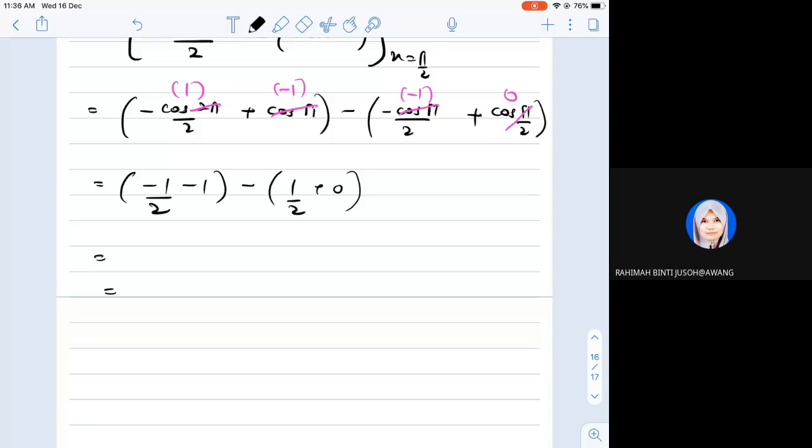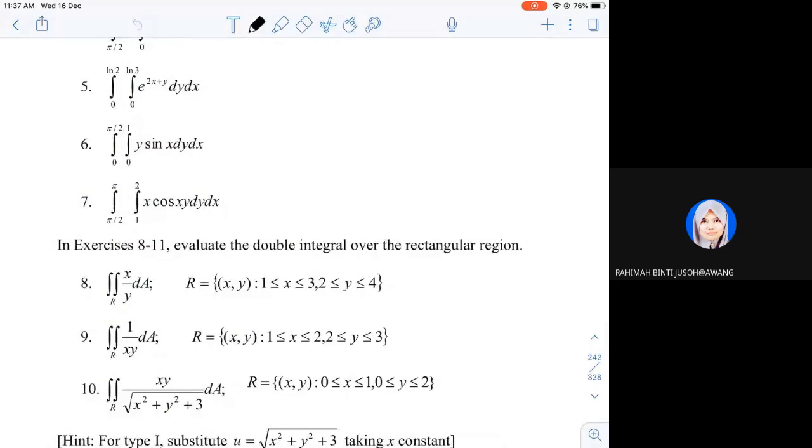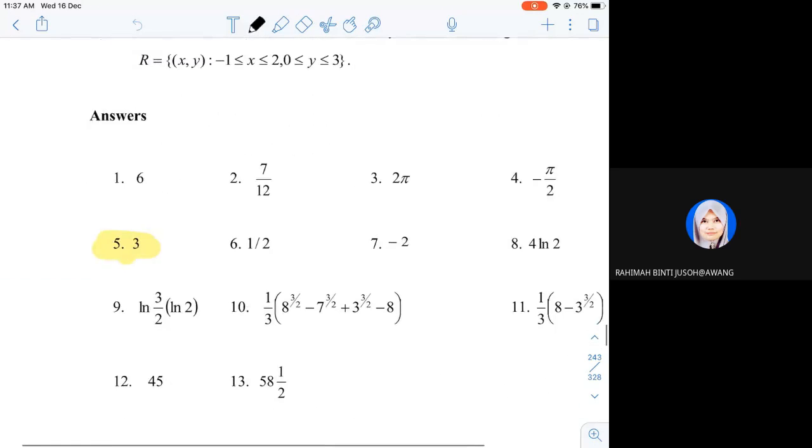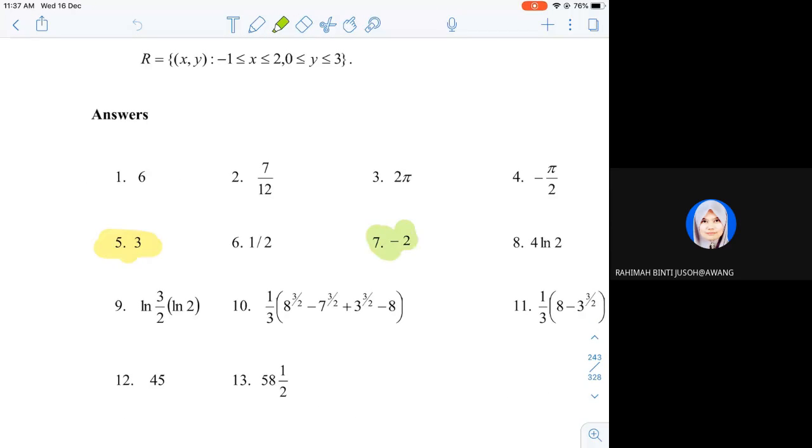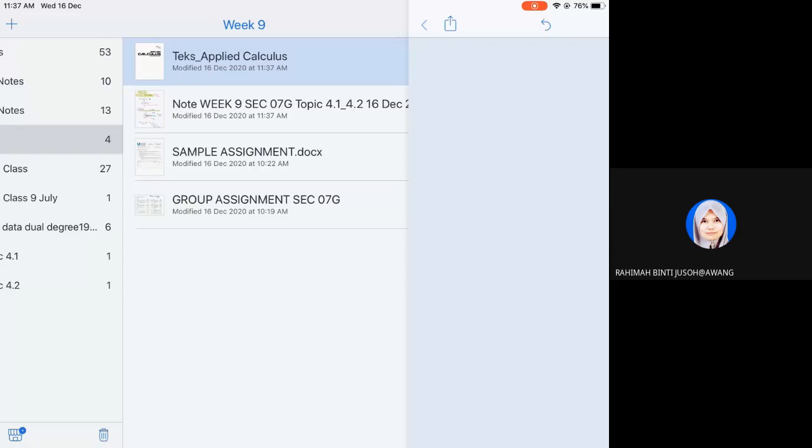Ada over 2, so negative 3 over 2 minus 1 over 2, so dia jadi negative 4 over 2, negative 2 lah, negative 2, betul tak? Negative 2, question number 7. Okay, yes, negative 2, alright.